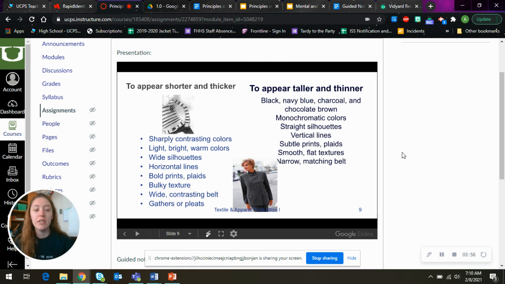And then taller and thinner would be your darker colors, monochromatic, straight silhouettes, vertical lines, smooth flat textures, and narrow or matching belts. And emphasizing that waistline.